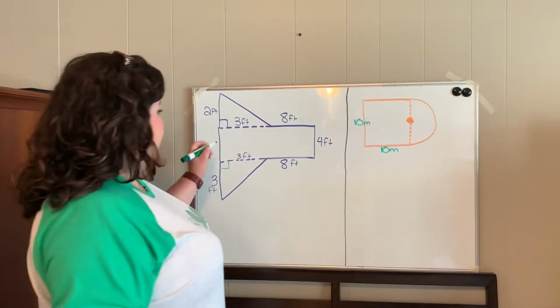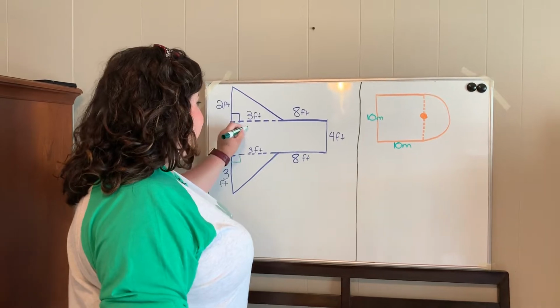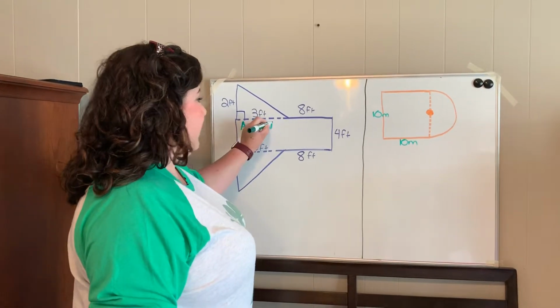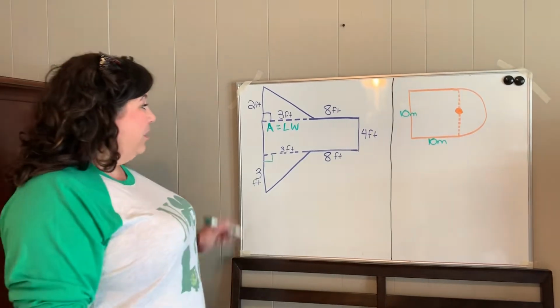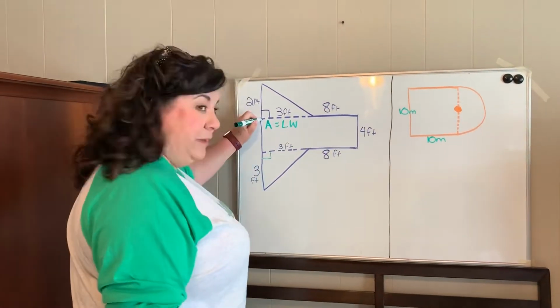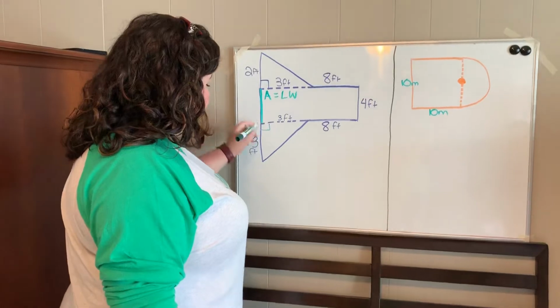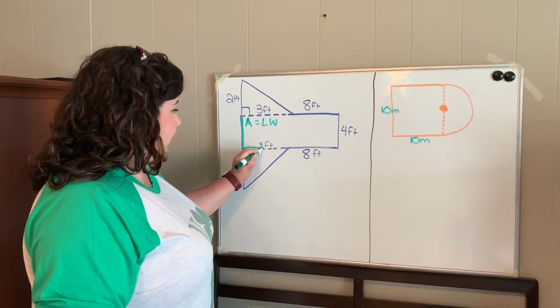The area of a rectangle is length times width. So now, where am I gonna get the length and the width? Well, here's my rectangle. I'm gonna outline it in green for you. So this is the rectangle right here.